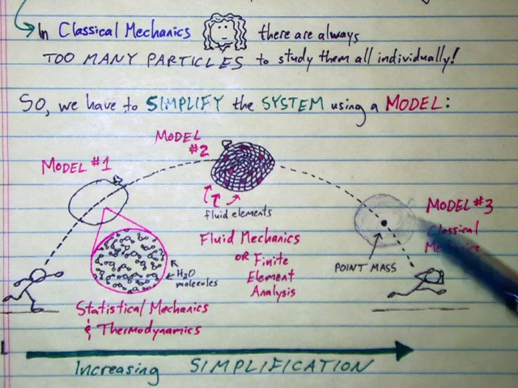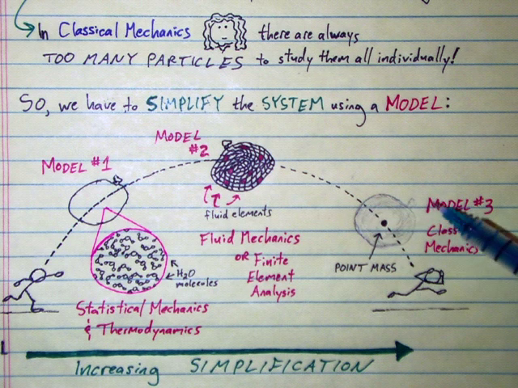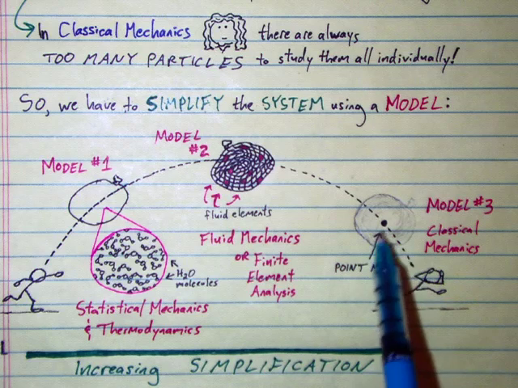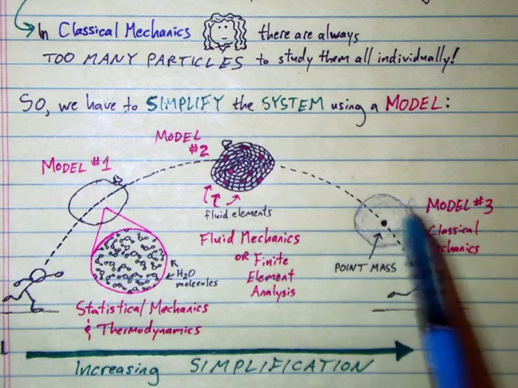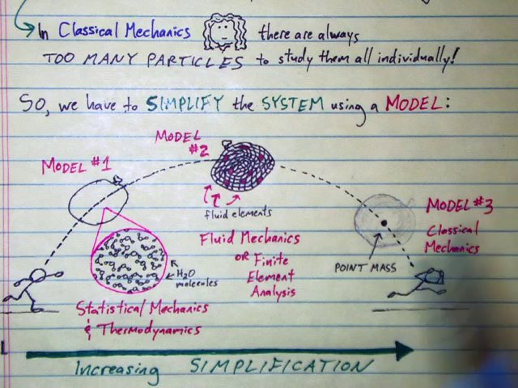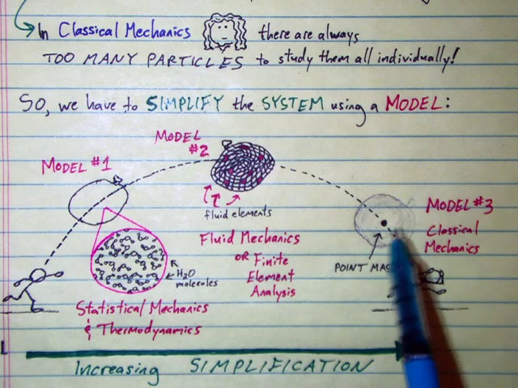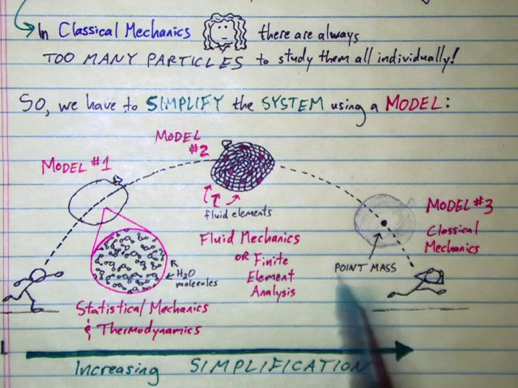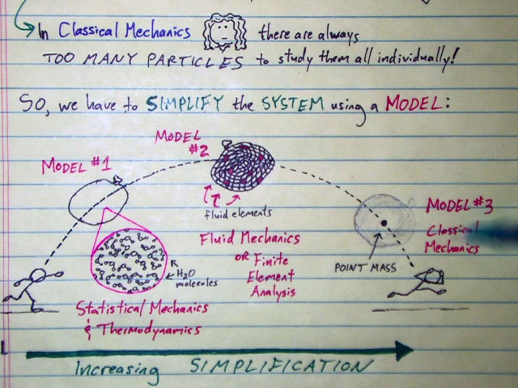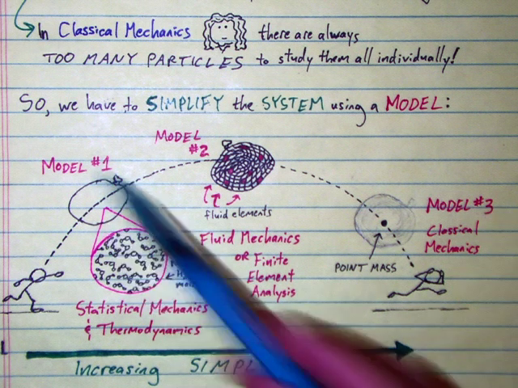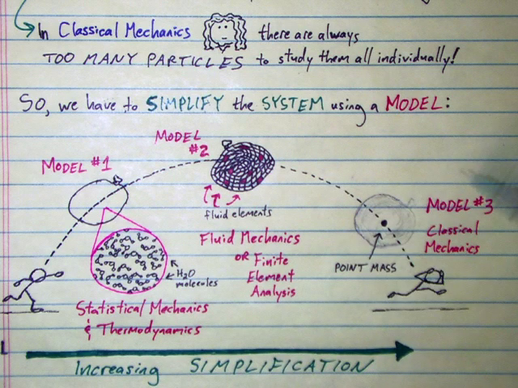Here's model number 3. We're going to take our entire balloon and treat it as a single point. We're going to treat the whole balloon, all those zillions of molecules, as a single object, a single particle. We'll call it a point mass. And for lack of a better term, we could call this model just classical mechanics. This is the model that we're almost always going to use. We'll take a very complex system here and treat it as though it were a single particle.